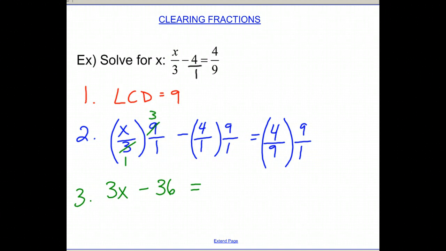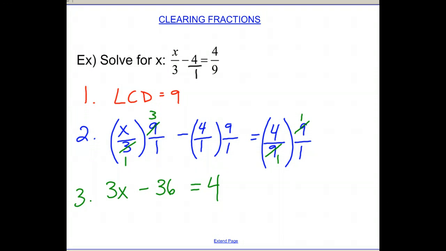In this last term on the right-hand side of the equal sign, my 9s have a 9 on top and 9 on bottom, so those become 1s. They cancel to a 1, so I'm just left with 4. And again, you notice how much simpler this equation is once my fractions are gone.